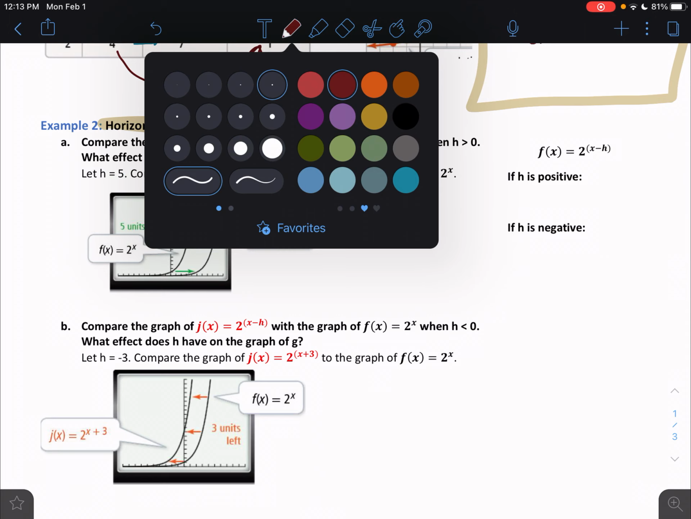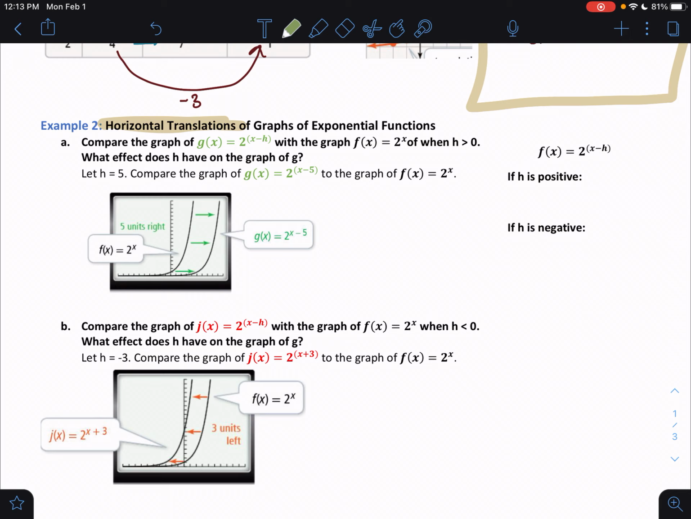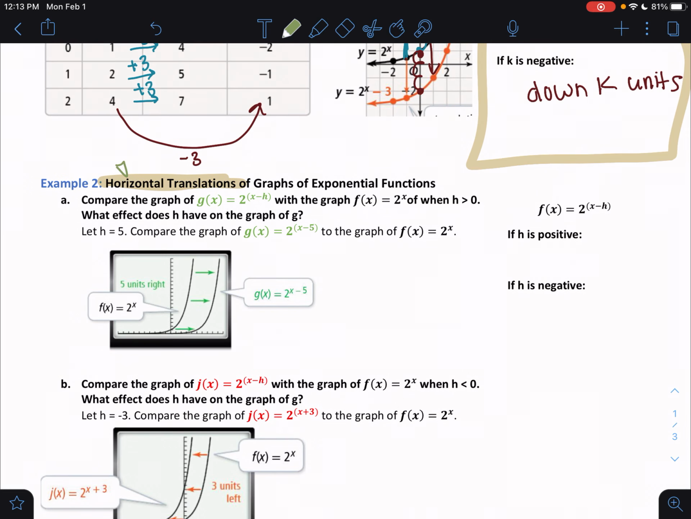And these ones look a little bit different. For our horizontal translations, as we can see, our change is no longer at the end, but it is in the exponent. See that up here? See that h? And that is how we know that it is horizontal. So if there is a change in the exponent, that's how we know it's a horizontal change. And this is again a slide, but this time it's left or right.